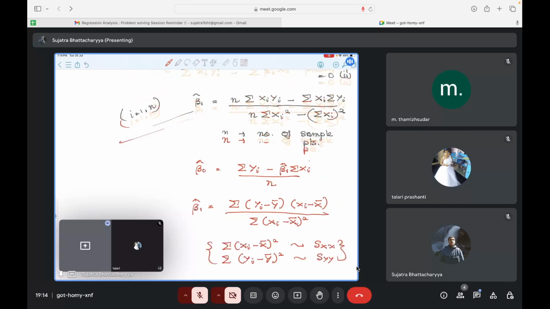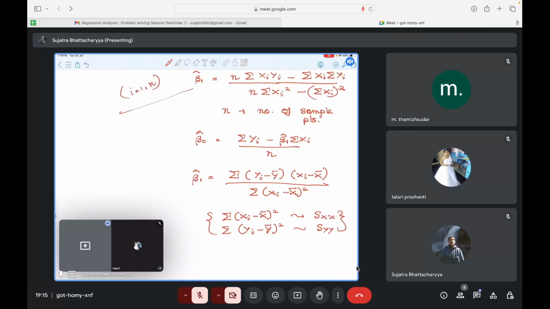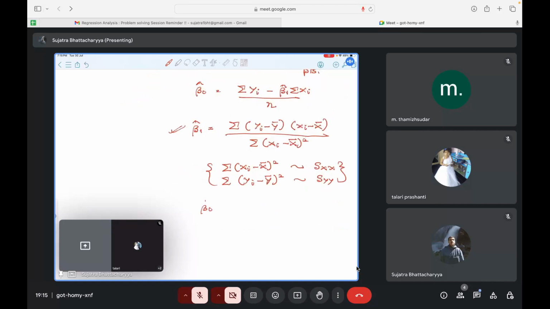So for beta 1 cap, there are two definitions. Either you go ahead with the summation definition or you go ahead with this. Both are the same. Similarly, beta naught cap also has a definition, that is y bar minus beta 1 cap x bar. This is again similar to this. Okay, fine. So these are a few things.